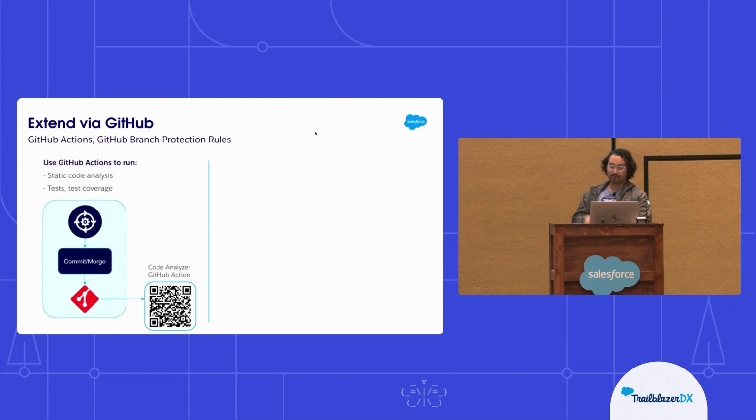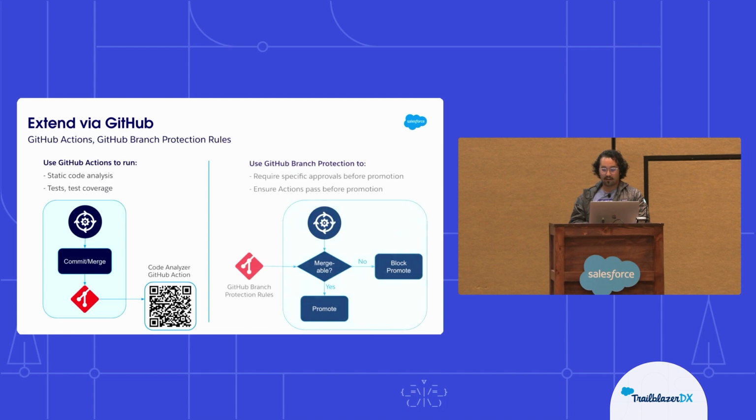So what we saw was that from DevOps Center, we were able to initiate that GitHub action run. And that QR code right there is where you can get that code analyzer action. We're able to initiate that, and that was able to control DevOps Center to block that promotion from happening before we reached that quality gates threshold. And that worked with the branch protection rules, right? So determining whether or not that pull request was mergeable was what determined if we could promote or not promote.